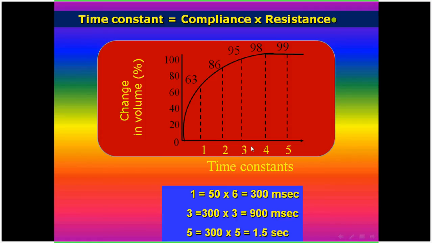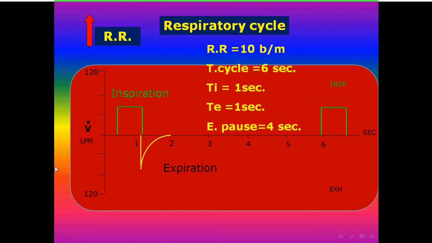Usually we multiply by 3. Look at this patient: compliance is 50 and expiratory resistance is 6. So one expiratory time constant will be 300 milliseconds. If you multiply by 3, this is 900 milliseconds, which is nearly the time required for the exhalation of this tidal volume. If the patient has a respiratory rate of 10, the duty cycle will be 6 seconds, 60 over 10. So 1 second for inspiration and 1 second for expiration, and the rest will be for the expiratory pause.